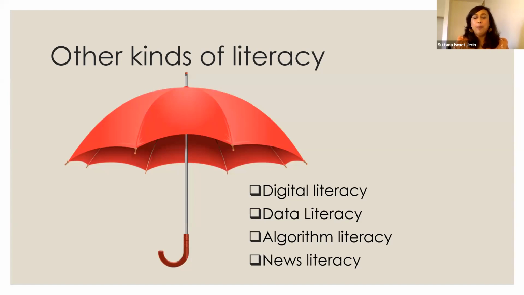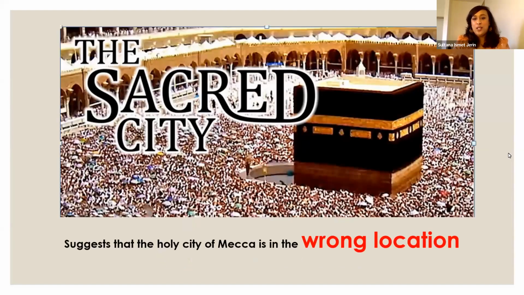I will start with an example from my real life. This is a screenshot of a documentary film called Sacred City by Dan Gibson, and it suggests that the holy city of Mecca is in the wrong location. So when I was watching this documentary, I was in a really vulnerable stage. I lost my mom last September. So I was trying to find my faith and trying to learn about Islam and all that. During that moment, I came across this documentary, which was saying completely different things, that the holy Mecca is in a wrong location, and the documentary was claiming that it is in Jordan, Petra.